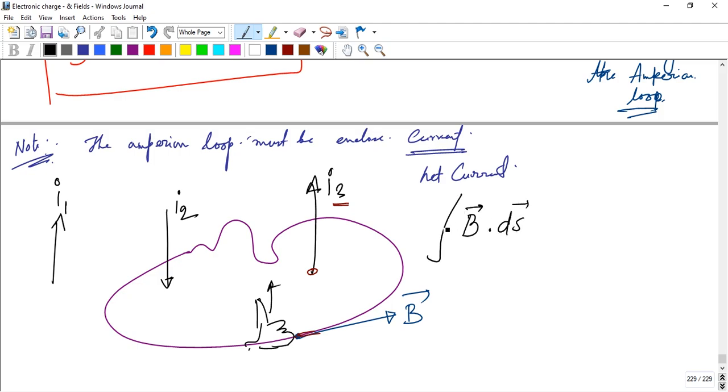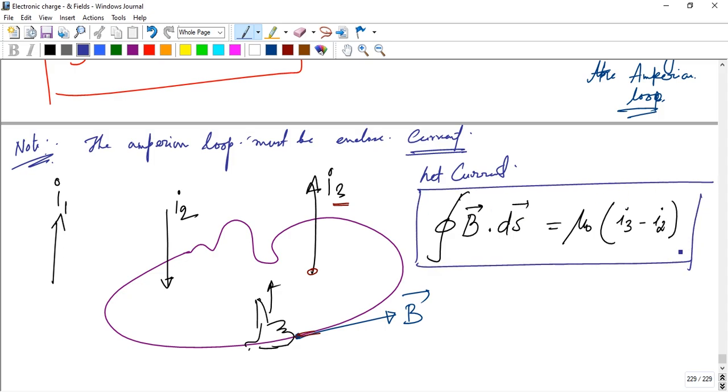the closed line integral of B dot ds, not a surface integral, equal to mu 0 times I3 plus and I2 minus. That's Ampere's law. For the net current enclosed, if you have 2, 3, 4, 5 or any number of currents, the line must enclose some current. The loop is one dimensional. Where the current passes is very important. That's Ampere's law.